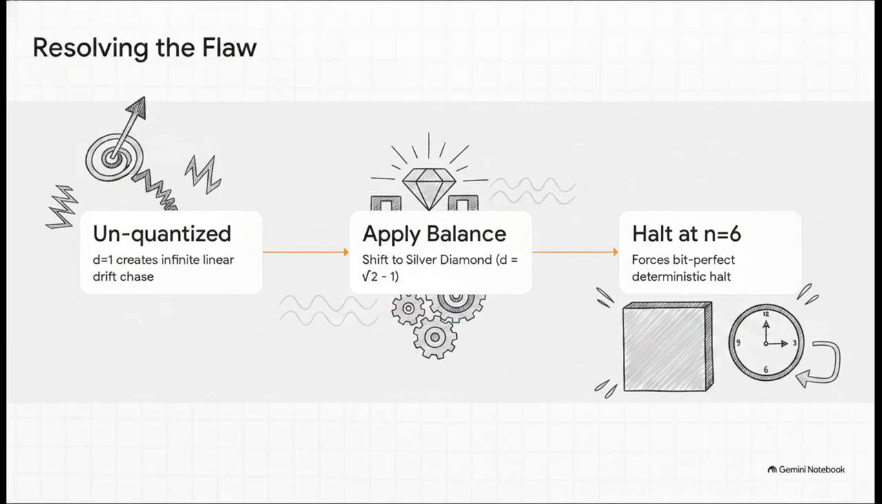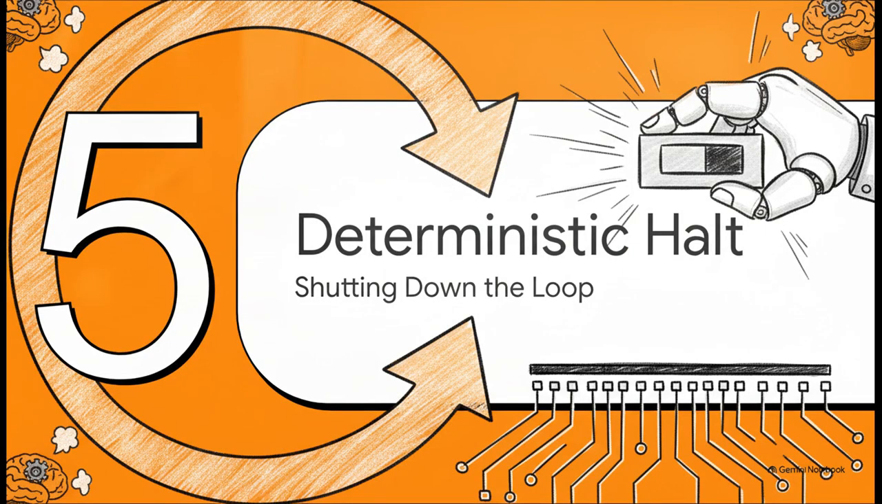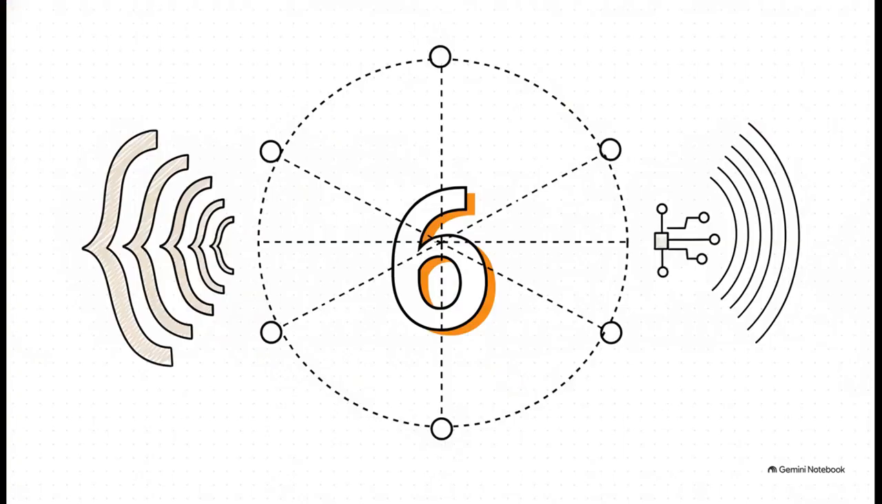And step 3 is where the magic happens. As the system executes, it tracks an integer parameter called n. When the state machine hits n equals 6, it forces a bit-perfect deterministic halt. It physically stops the loop. Which brings us perfectly to section 5, achieving deterministic halt. This is honestly the most satisfying part of this entire mathematical framework. That precise moment when the infinite loop is physically shut down by the hardware itself.